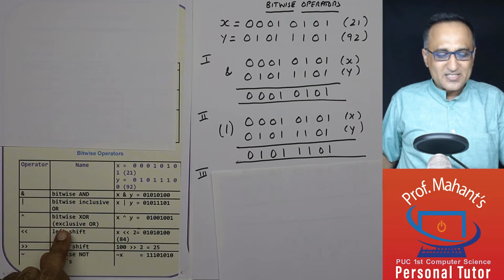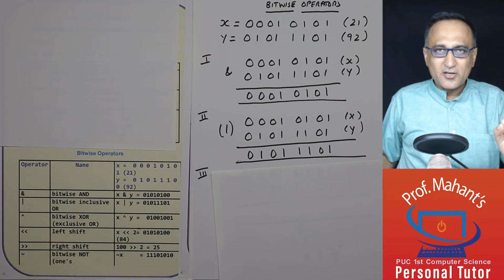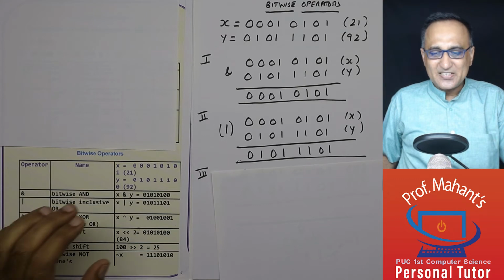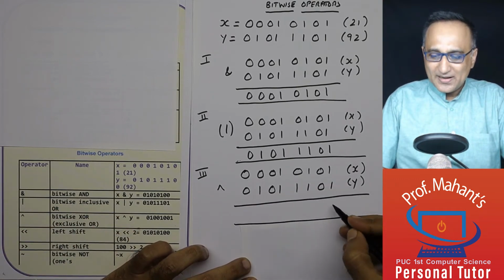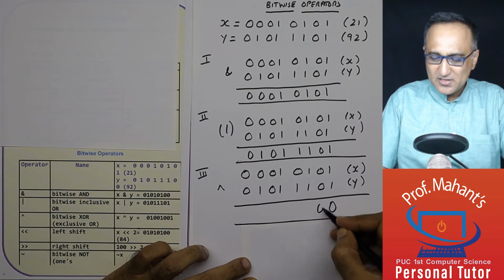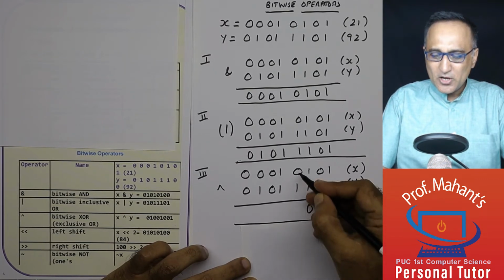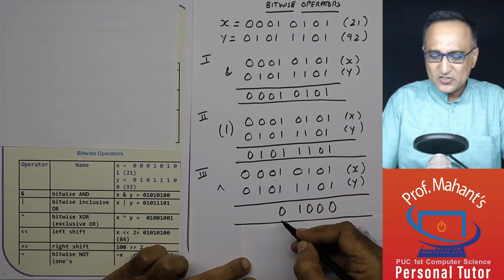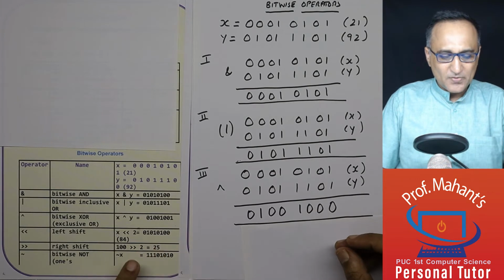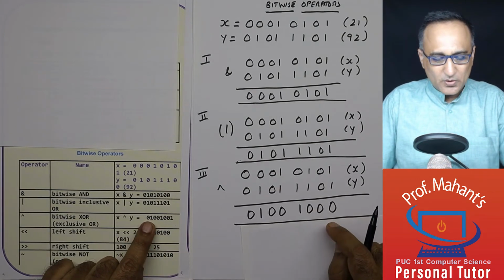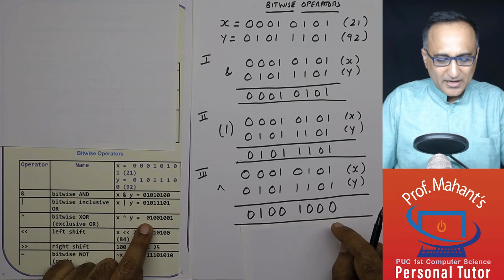Exclusive OR is almost similar to OR, except that it has one difference. If both are zeros or both are ones, the result is a zero. So take a look at it. 1 and 1 is not 1 in exclusive OR, it is 0. 0 and 0 is always 0. 1 and 1 is again 0. 1 and 0 is 1. 1 and 1 is 0. This is 0, this is 1 and this is 0. So if you look at it, it is going to be 0 1 0 0.